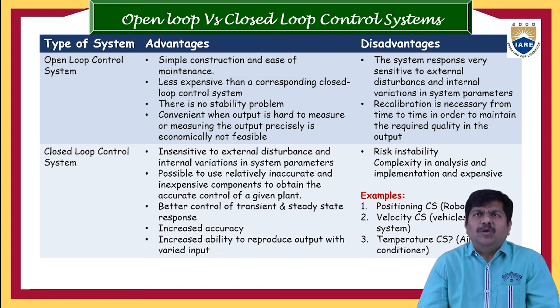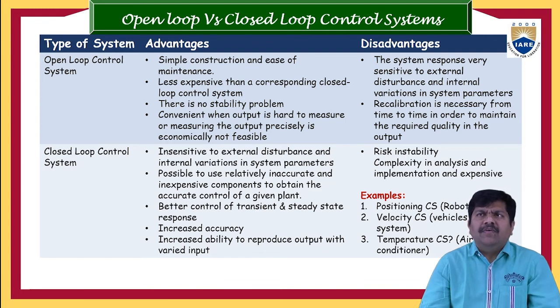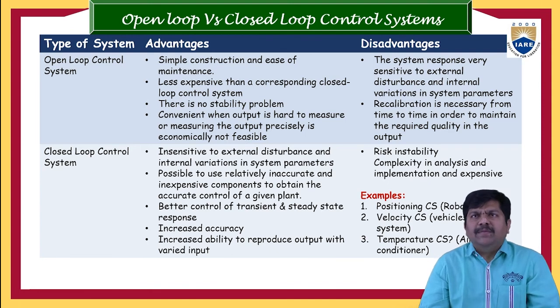And the disadvantages of open loop control systems: the system response is very sensitive to external disturbances, because we don't have any control over external disturbances, and all these external disturbances will influence the outputs. That is a major disadvantage in open loop control systems. And recalibration is necessary from time to time in order to maintain the required quality in the output, because we don't know how far it will deviate from the desired value. If it is moving completely away from the desired value, we require some calibration. The system is calibrated in the beginning itself, but recalibration is required based on the severity of the disturbances and how prone the system is to them. These are the merits and demerits of the open loop control system.